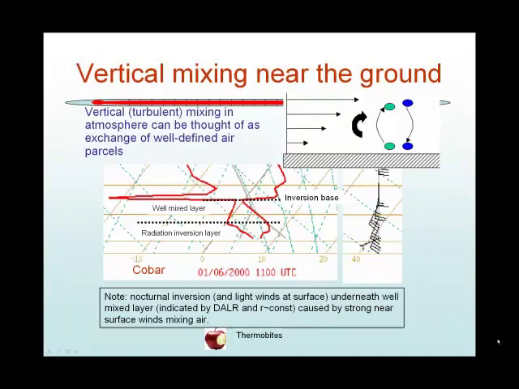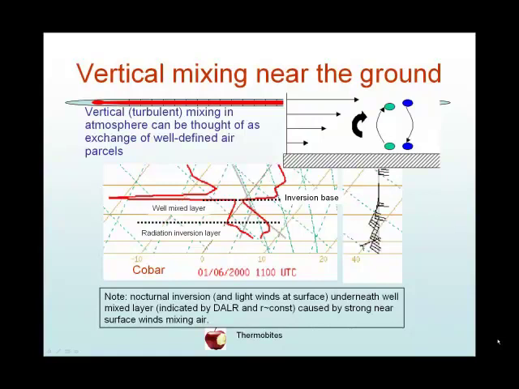Vertical mixing near the ground. Vertical or turbulent mixing in the atmosphere can be thought of as the exchange of well-defined air parcels. So we're going to assume that parcels will mix in the vertical, conserving their value of mixing ratio, and do so dry adiabatically, so their value of potential temperature does not change.